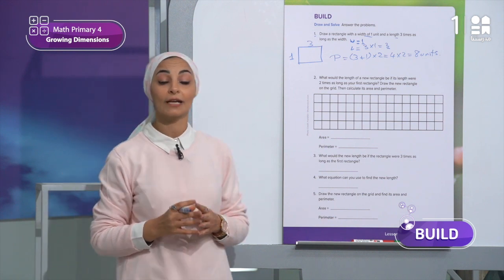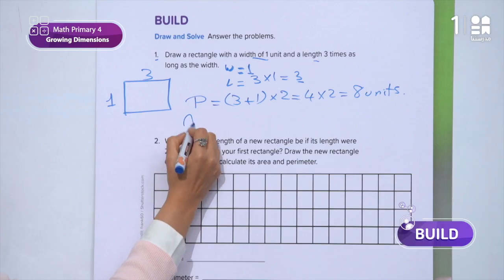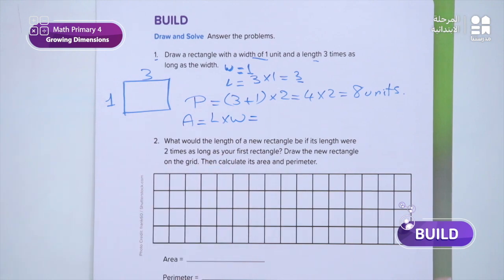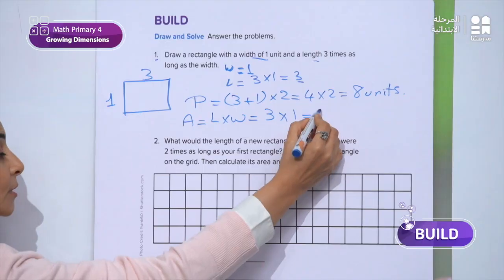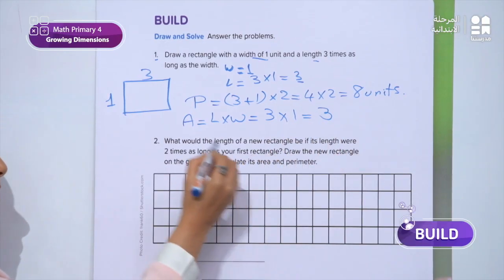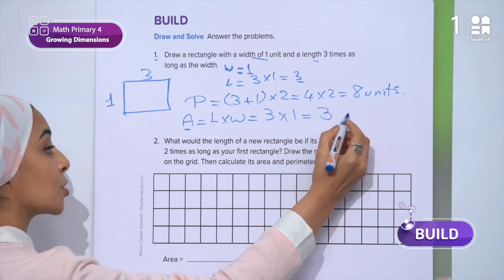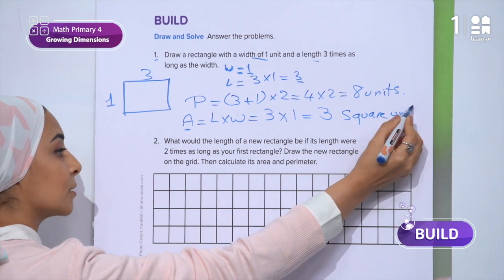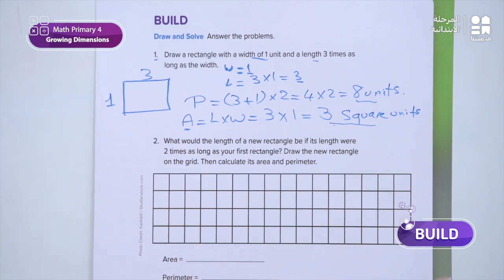طيب احنا عارفين ان الarea equals length times width. يبقى الarea equals length times width. هو اللينث بتاعي equals what؟ 3 and my width is 1. يبقى 3 times 1 equals 3 and this is my area. طيب 3 what؟ Yes, square units. 3 square units. ليه؟ لأن أنا دلوقتي بتكلم على area and not perimeter. يبقى perimeter 8 units, area 3 square units.